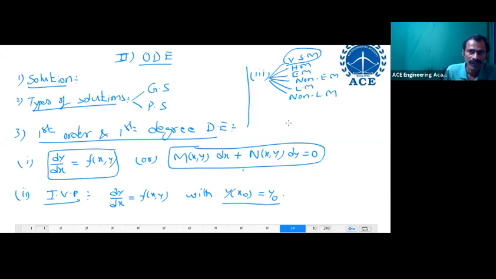For every method, there is some condition. We started the first method yesterday, the variable separable method, and also wrote the condition of the method. After that, the solution procedure, and then one note point. After that, we did 2 problems in the last class. Now we continue yesterday's class. Already we have done 2 problems on the variable separable method, and today we do 2 more problems. After that, we go to the next method.